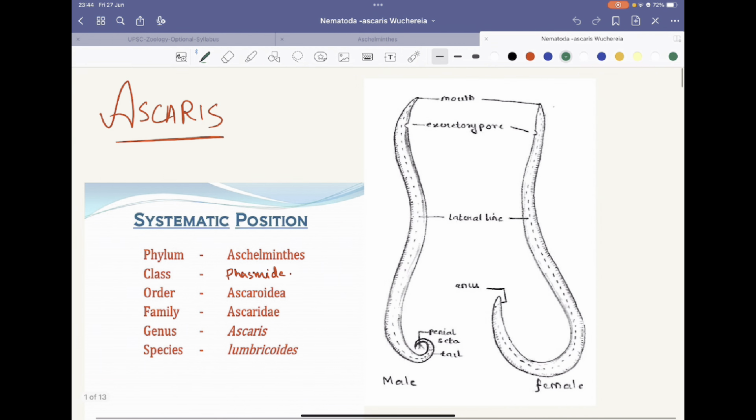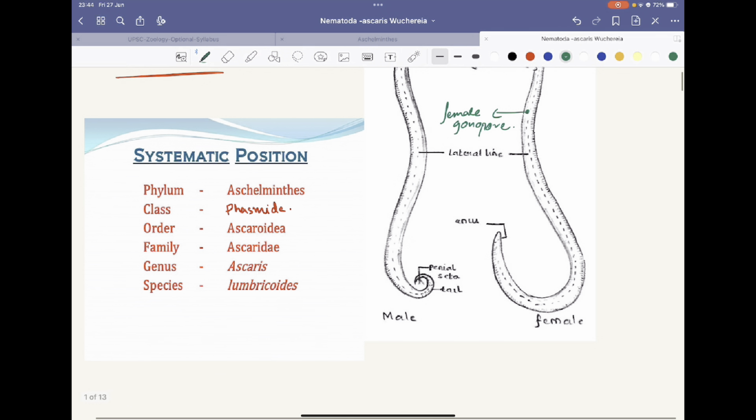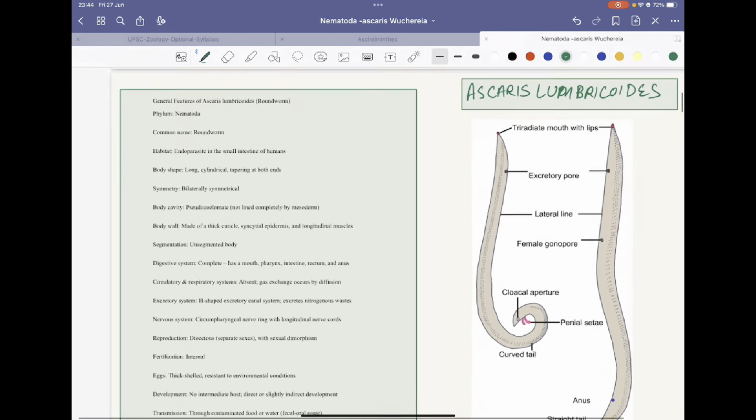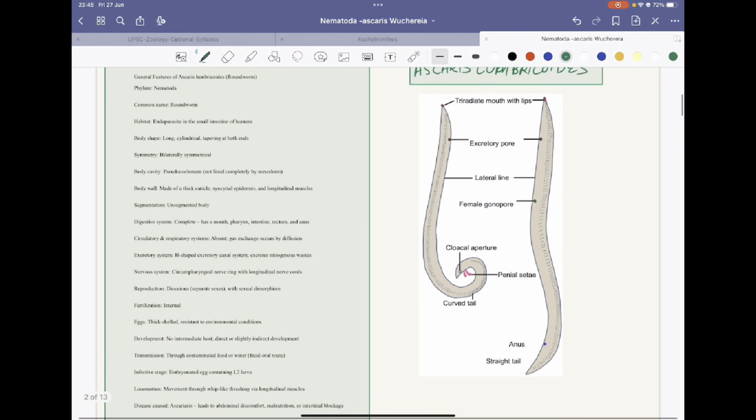In case of female, you will also observe one more structure, that is the female gonopore. And here in male, there will be the cloacal aperture. So this is the structure. If you observe, here you can see a clear diagram of the lateral line, female gonopore.